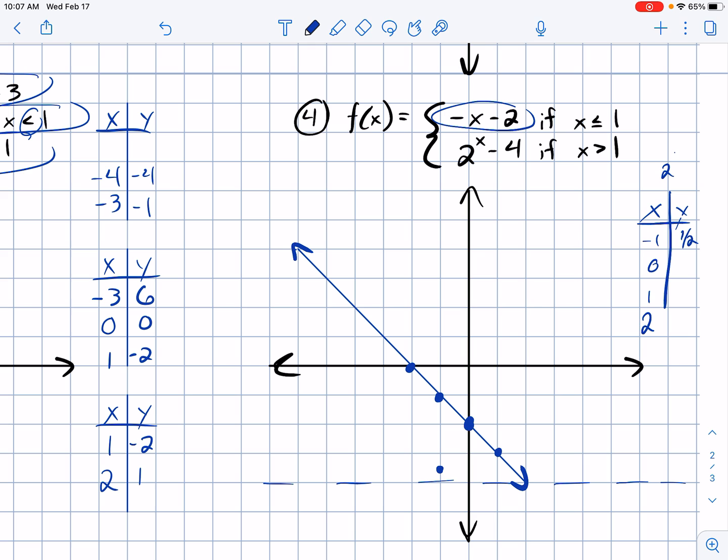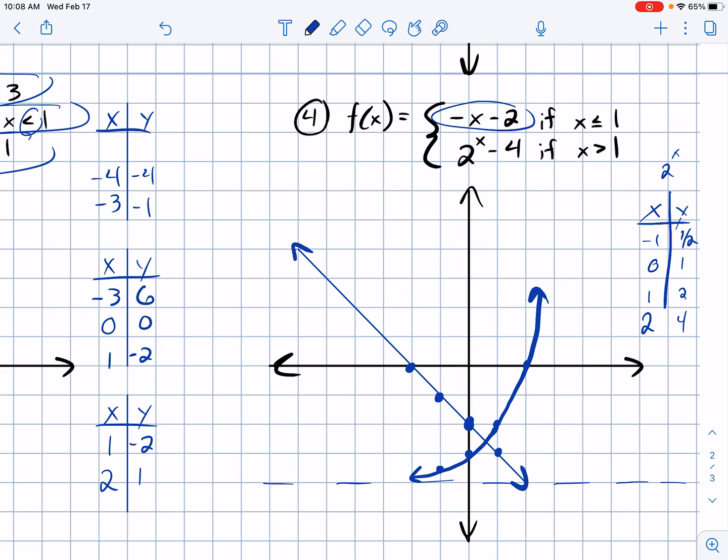Remember, just graphing the parent function. 0 gets you 1, 1 gets you 2, and 2 gets you 4. So we have something like this. 1, 2, and then 2, 4. Okay, now clearly you have some overlapping parts here.